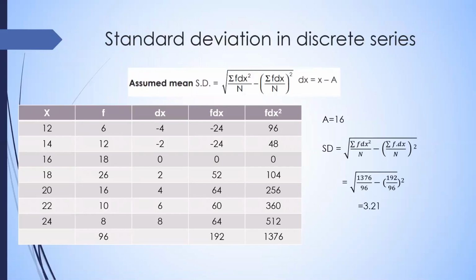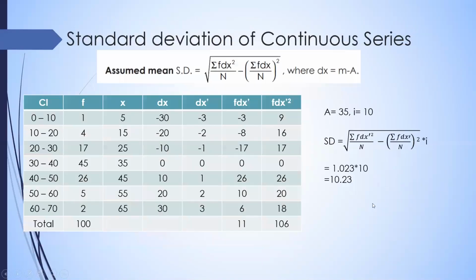And for standard deviation in the case of discrete series, again, you have the x values, you have the f values, you take a as an assumed mean of 16, you calculate the dx values, you find the f into dx, you find the f into dx squared, and substitute those values in the equation for standard deviation to get a value of 3.21.